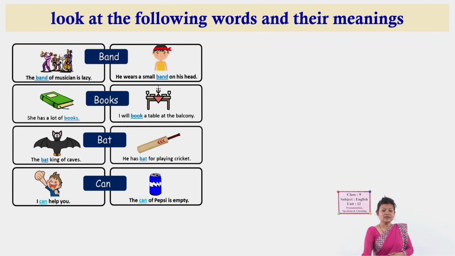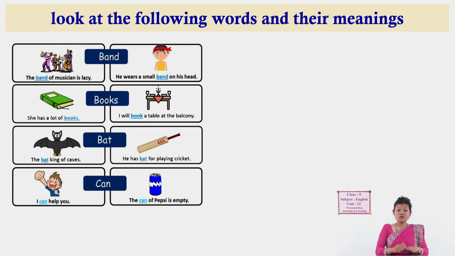And the last one is can. I can help you. Here can is used to show our ability. The boy can help others, it is his ability. But in the second sentence, the can of Pepsi is empty. So, here the meaning of can is different. We can see a small bottle where there is Pepsi, and that is called a can. Inside it we can find drinks. So, the same word but a different meaning.